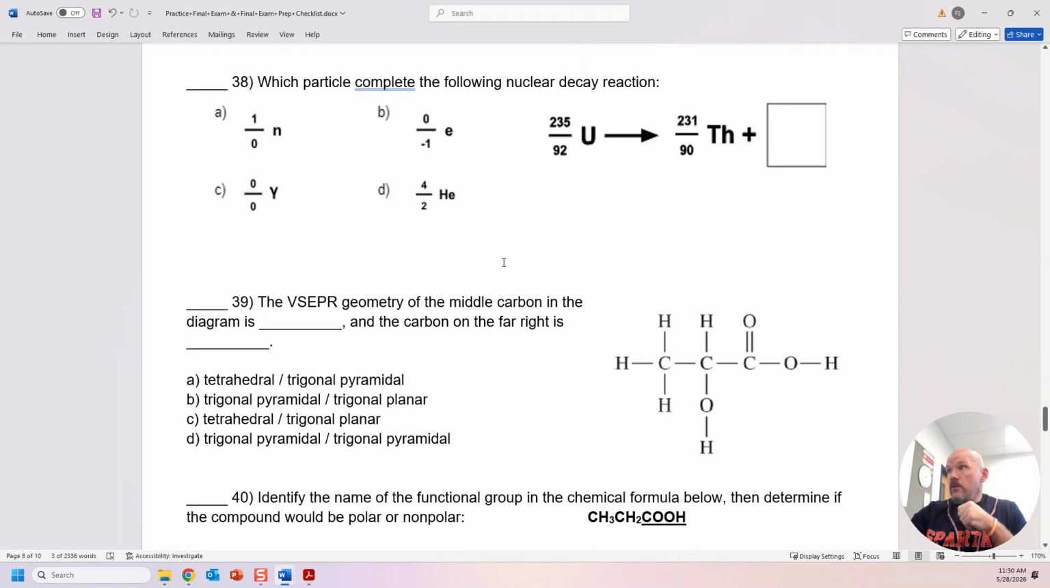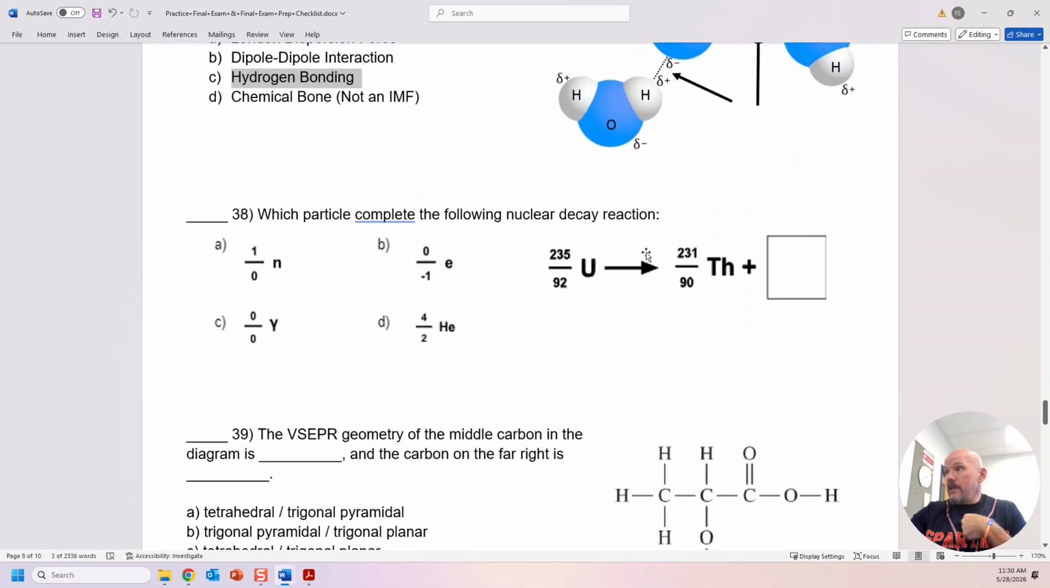All right, so we got a nuclear decay equation here, and we just got to figure out the particle. First, let's just review, right? That's a neutron right there. That's a gamma particle. Notice 0 and 0. So that's gamma radiation. This is a beta particle. Technically, it's beta negative, but we call beta particle an electron. So that's an electron, beta particle. And this is an alpha particle. So it's basically which one of these fits here, and it's just balancing the equation.